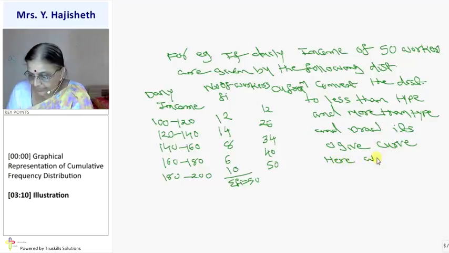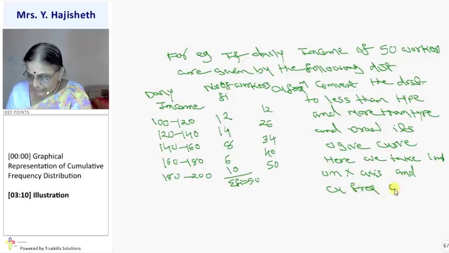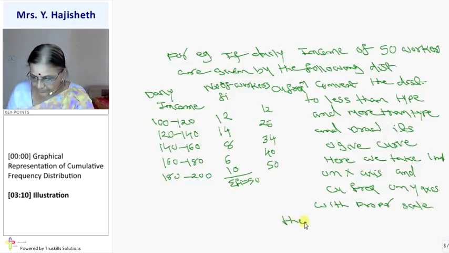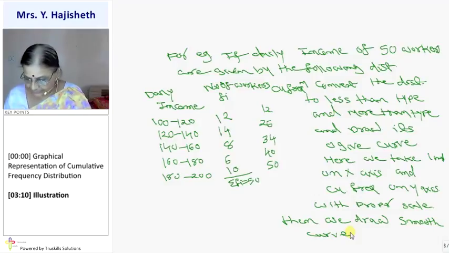Here we take limit on x-axis and cumulative frequency on y-axis, okay, with proper scale. Proper scale पे हम limit x-axis पर लेंगे और cumulative frequency y-axis पर लेंगे. Then we draw a smooth curve, and that smooth curve which we obtain, we call it an ogive curve.